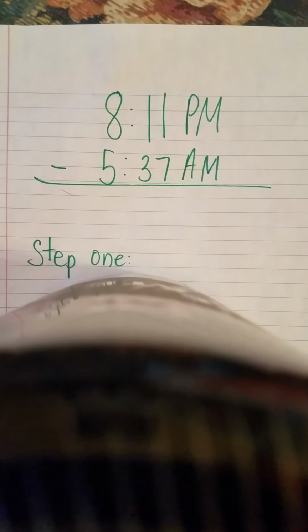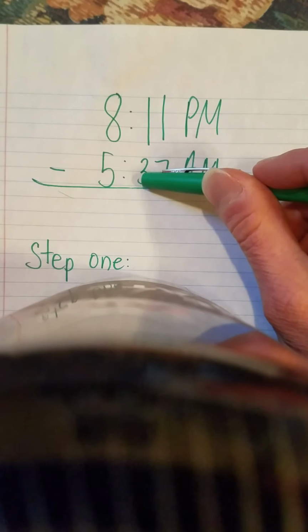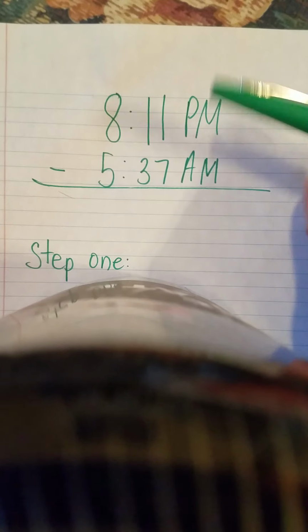So let's go over the sunrise sunset for today. The sunrise was at 5:37 a.m. and the sunset was at 8:11 p.m. Okay.